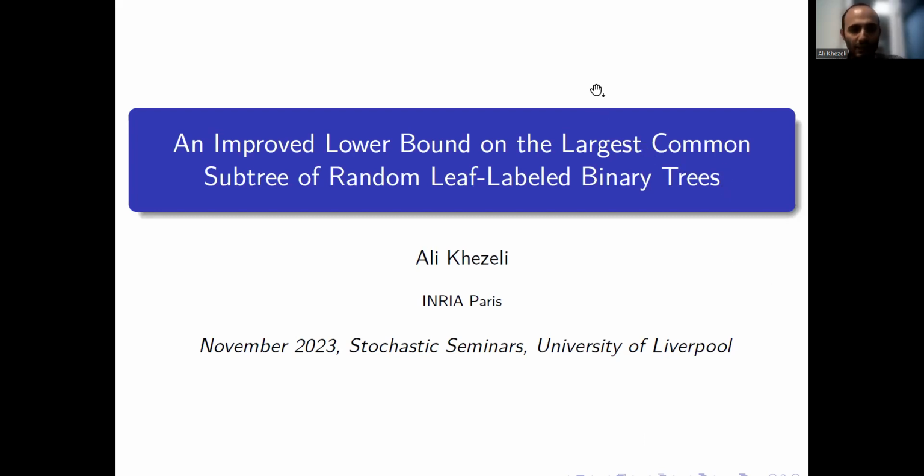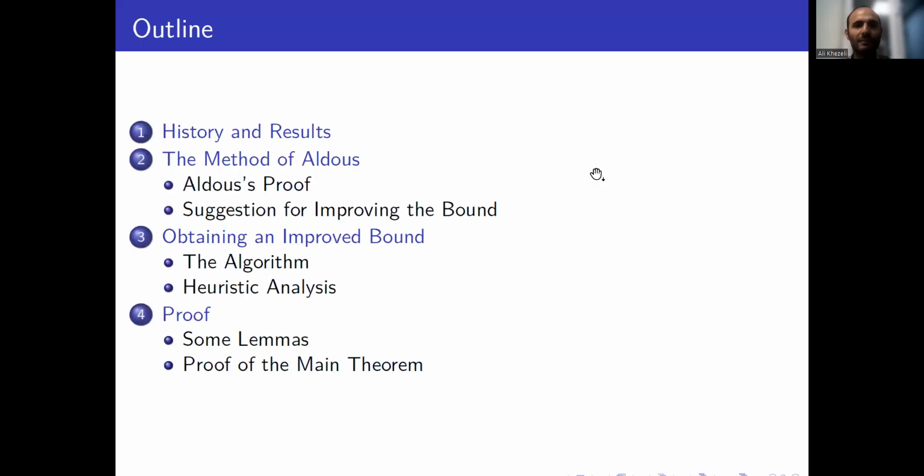In this talk, I will talk about one of my recent works, which is an improvement of a recent paper of David Aldous on a problem on random binary trees. I will start with the history of the problem and the model, and then I will explain the contribution of Aldous, and then my contribution to improve the bound provided by Aldous.